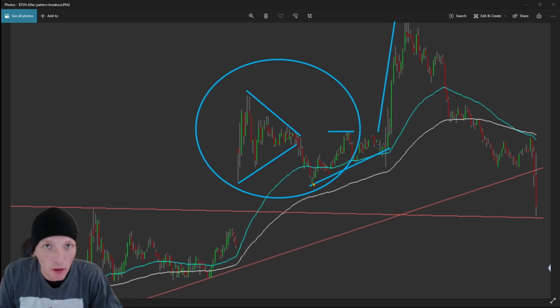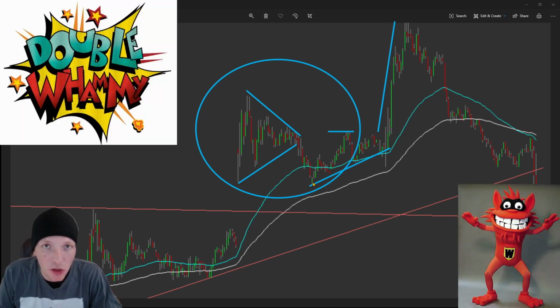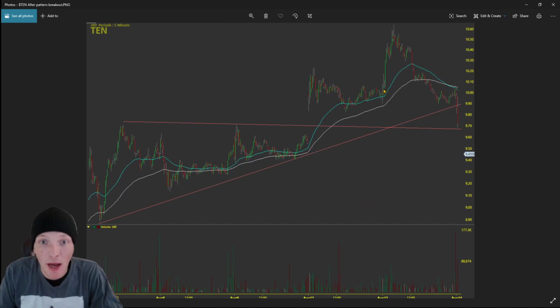And when you have shorts covering and buying, and then you have longs buying also, I like to call it a double whammy. When you have a double whammy, that's when you can get a big surge on TEN right here like it did. And this shot up from $10 up to $10.60. So just a nice little fast short squeeze on it is all it had.